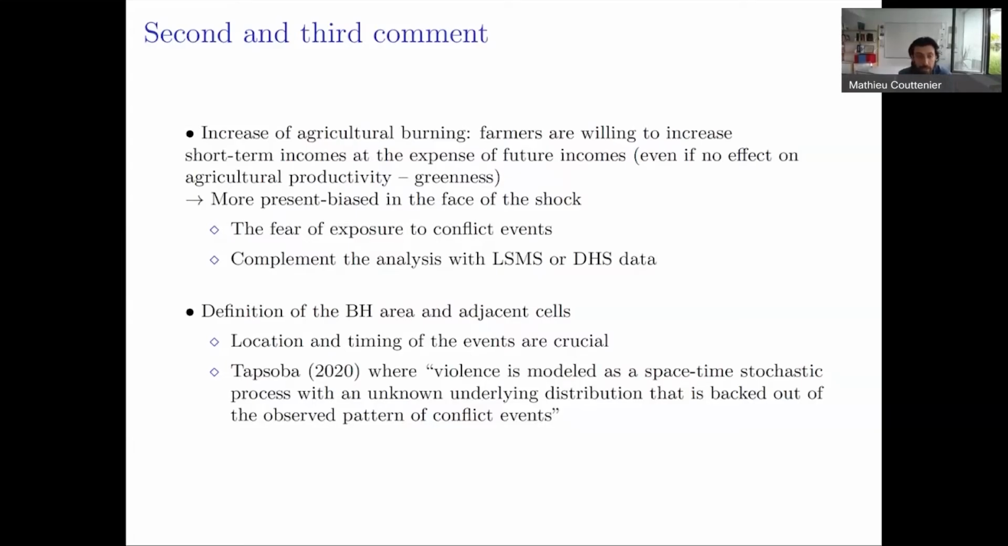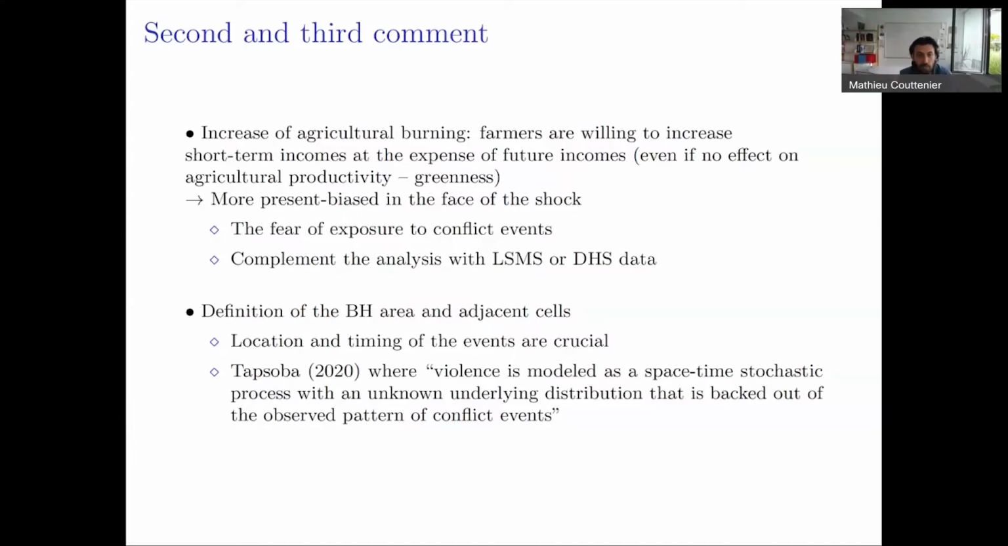I think this is very important, especially again when we think about the real actual cost of violence. And I think it would be useful to complement the analysis with some alternative data where you have more precise information about productivity or production, like LSMS or GHS data.